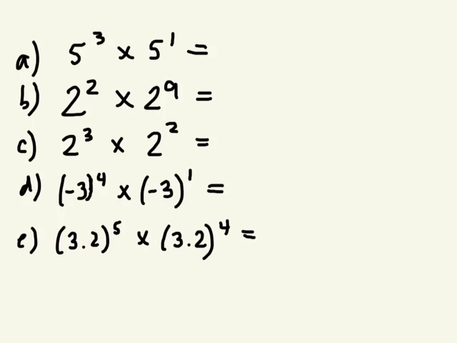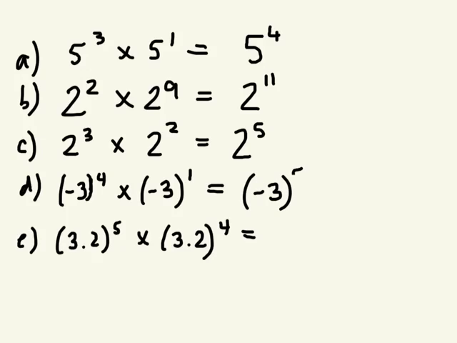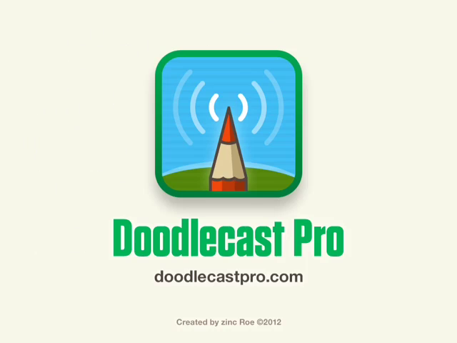To figure out, we need to write each product as a single power. So what's 5 to the power of 3 times 5 to the power of 1? Good. 5 to the power of 4. Easy. B. Who got B? 2 to the power of 11. Good. C. Jade. 2 to the power of 5. D, Bradley. Positive or negative 3? Negative 3, good. To the power of 5, excellent. Yeah, good. 3.2 to the power of 9. Who got perfect?